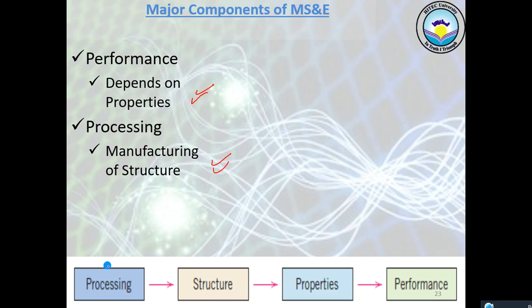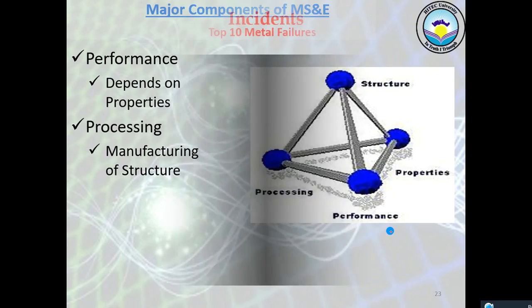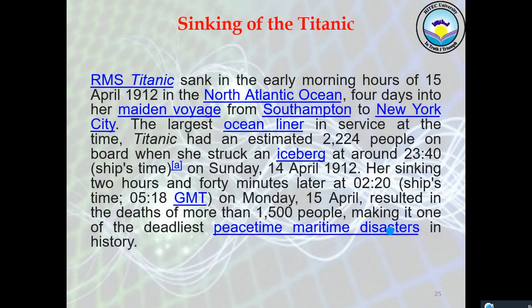So the primary building block is the processing. This will define what will be the structure, and this will define the properties, and finally we can get the performance of material. So the Titanic issue I have already discussed in the previous class. That was basically on the 14th of April 1912.